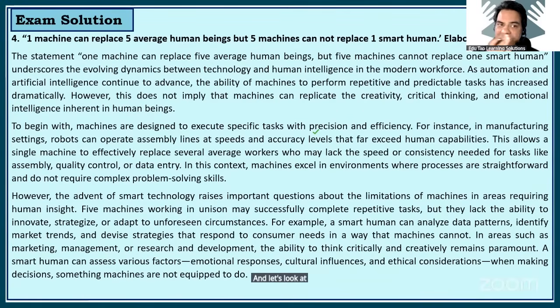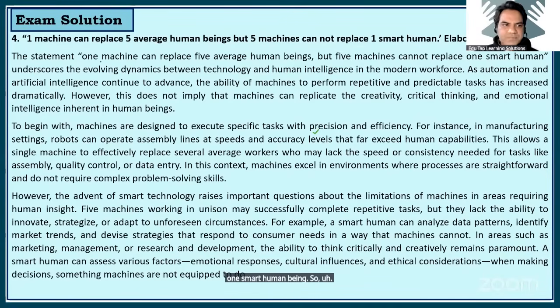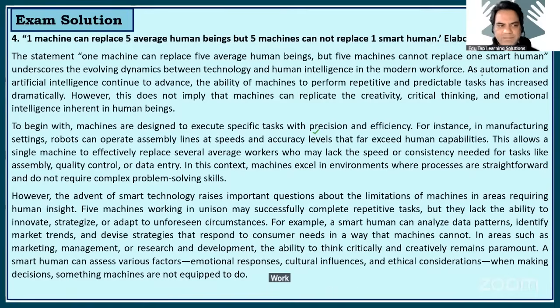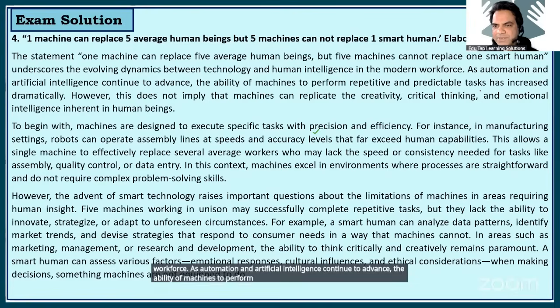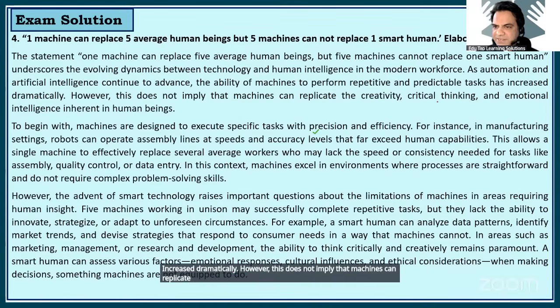One machine can replace five average human beings, but five machines cannot replace one smart human being. So this statement underscores the evolving dynamics between technology and human intelligence in the modern workforce. As automation and artificial intelligence continue to advance, the ability of machines to perform repetitive and predictable tasks has increased dramatically. However, this does not imply that machines can replicate the creativity, critical thinking and emotional intelligence inherent in human beings.